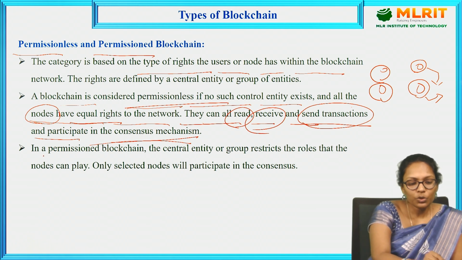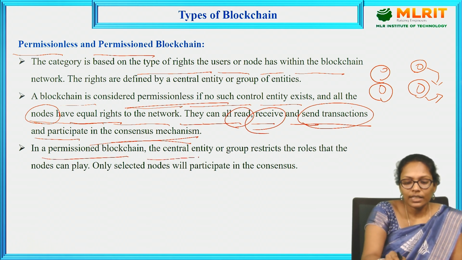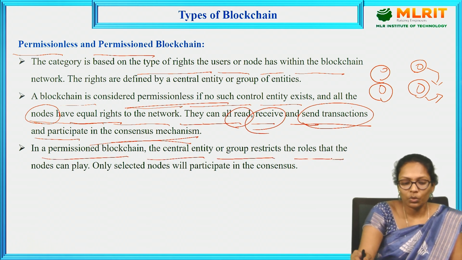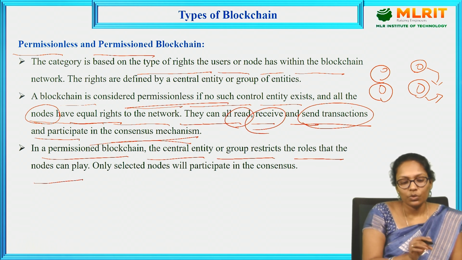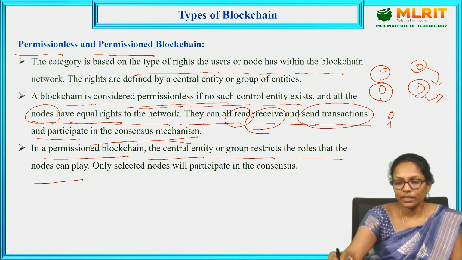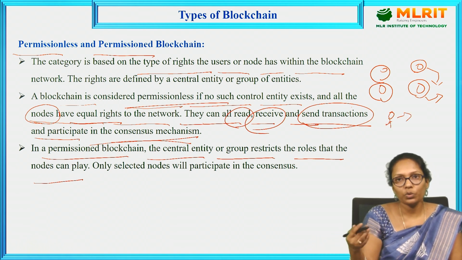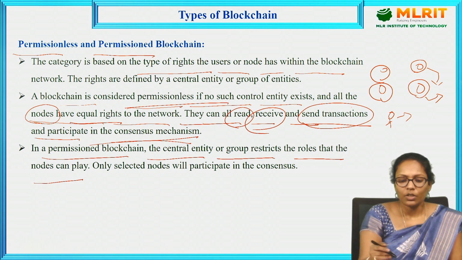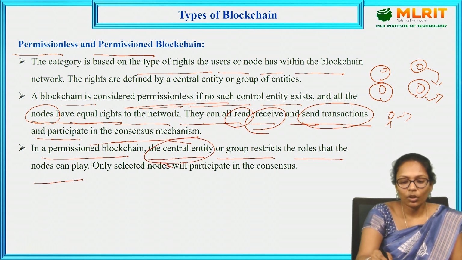But coming to the permissioned blockchain, the central entity or the group restricts the roles that the nodes can play. A central entity or a group of persons will restrict what actions can be done by the nodes. For example, in our college, if I consider the principal as the central authority, he will control all the actions. If I want to do something, I need to take the permission. It may be a single central authority or it may be a group.